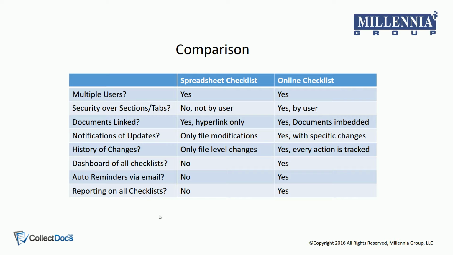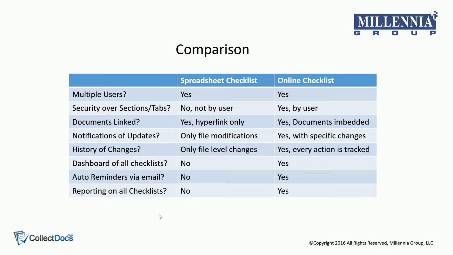And document attachments certainly can be done in a spreadsheet via a hyperlink, essentially, and that may or may not work when it's a cloud-based sharing of a checklist and documents, but certainly won't work via email. Whereas in an online checklist, the documents are embedded into the checklist items, and so it's very seamless. For notifications of updates in a spreadsheet, if it's in the cloud, you might get a notification that the file was modified, but you won't know what items within that file were modified, and that won't work at all if it's on a network drive, and certainly not in email.